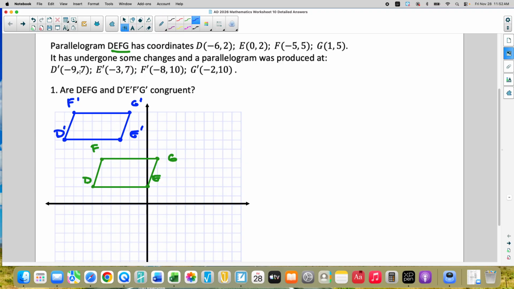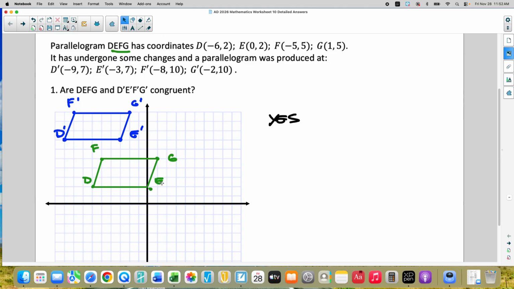Good. So the question is, are D, E, F, G and D prime, E prime, F prime, G prime congruent? They are congruent. They're going to have the same length. They're going to have the same height. They're going to be same slopes also. So this slope is up 3, right 1, up 3, right 1, up 3, right 1, up 3, right 1. And so those are congruent objects, yes. Same location, D, D prime, F, F prime, G, G prime, E, E prime. Even though it's incorrect to its listing, it's still the same.